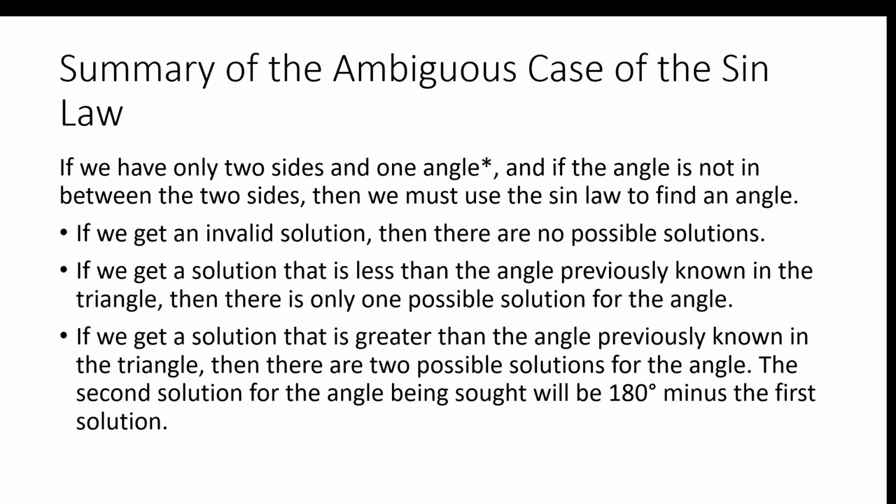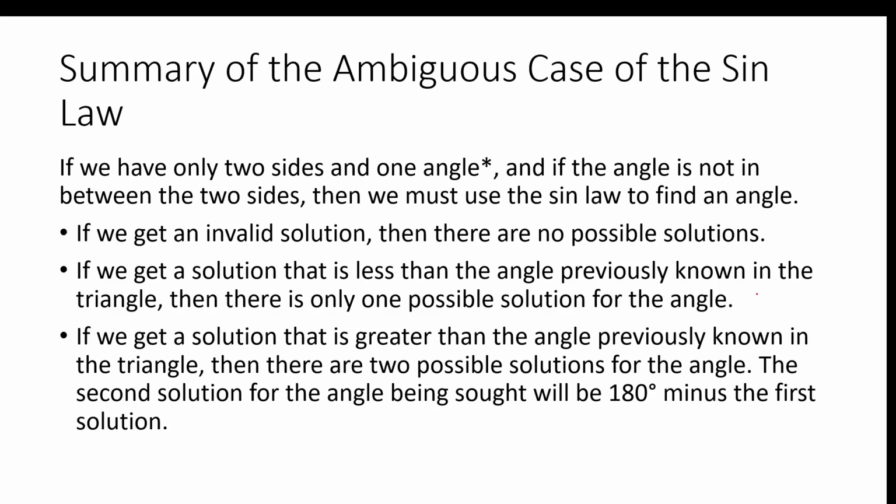So to summarize the ambiguous case of the sine law, if we have only two sides and one angle, and if the angle is not in between the two sides, then we must use the sine law to find an angle. If we get an invalid solution, there are no possible solutions. If we get a solution that is less than the angle previously known in the triangle, then there's only one possible solution for the angle. But if we get a solution greater than the angle previously known in the triangle, then there are two possible solutions for the angle, and the second solution will be 180 minus the first one.